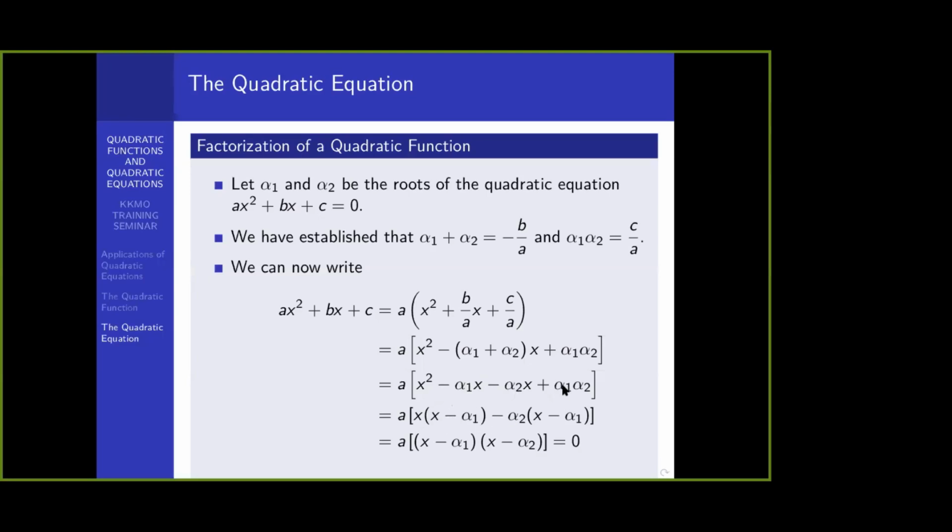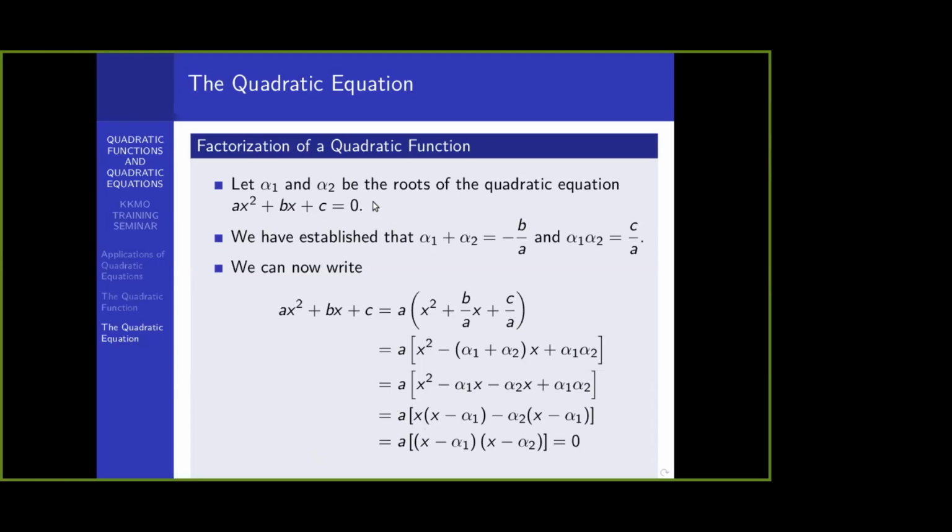Again, here alpha 2 is common, so I can pull out alpha 2, and I'm left with x minus alpha 1 in brackets. And that gives me a times x minus alpha 1 in brackets multiplied by x minus alpha 2 in brackets is equal to 0. So now this gives me two factors of the quadratic equation. And this is how we factorize.